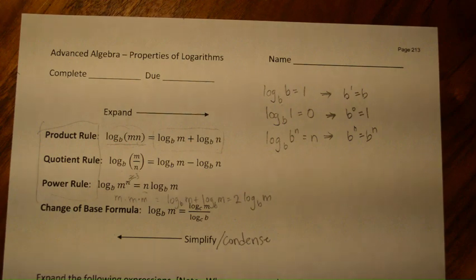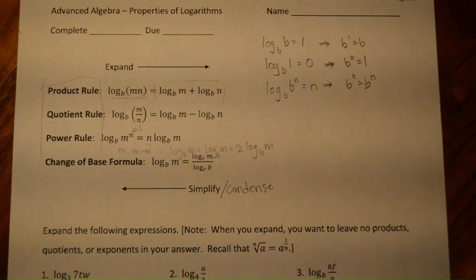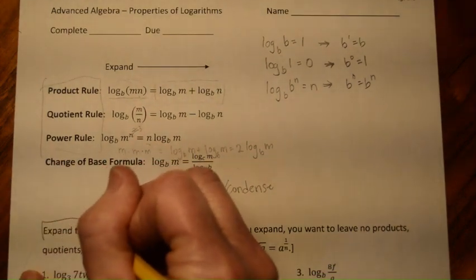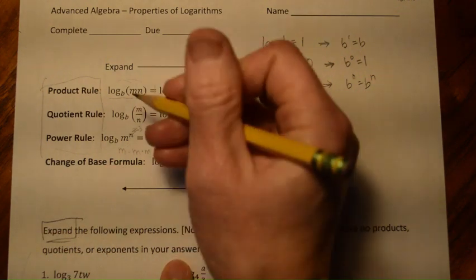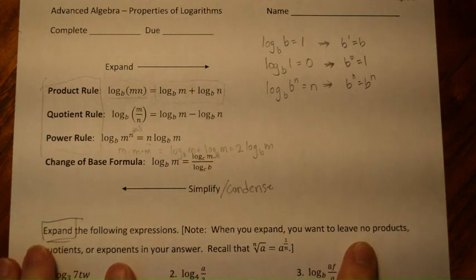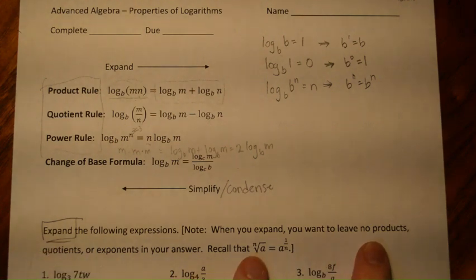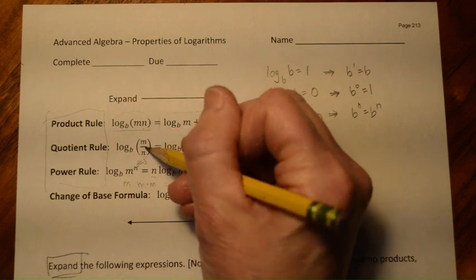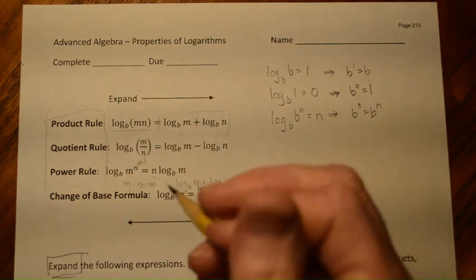Right, so we'll do a couple of each just so that you get the hang of it. All right, so this first set says expand the following expressions. That means, again, here it says, when you expand, you want to leave no products, quotients, or exponents in your answer. So we're looking for products, quotients, and exponents to get rid of them.